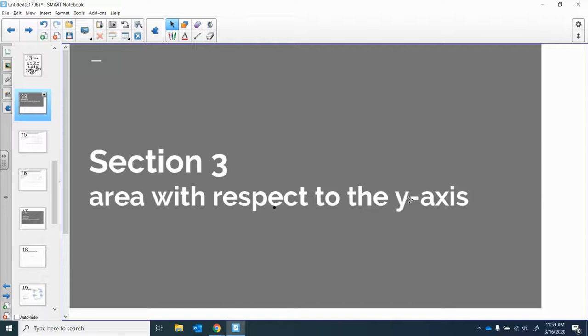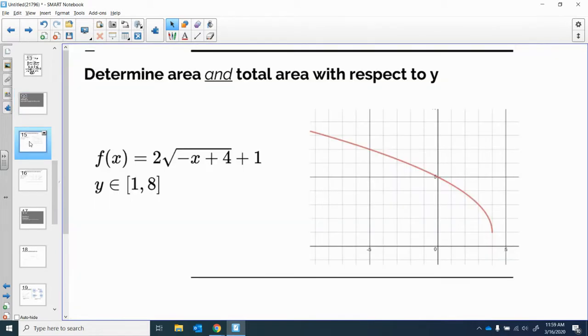Class, in this video we're going to be looking at section 3 from unit 8, and in this section we're going to determine the area with respect to the y-axis. So what that means is we're going to be looking at our functions, and instead of looking down to our x, we're going to look to our y-axis to help us find the area.